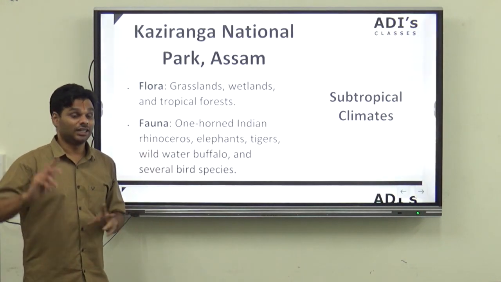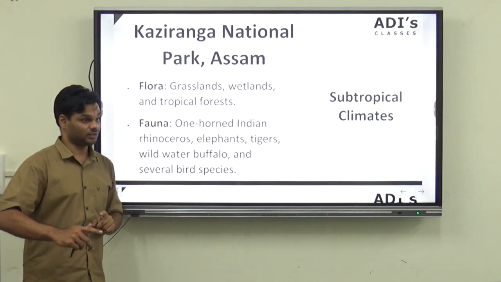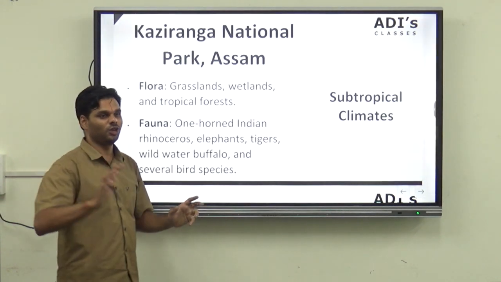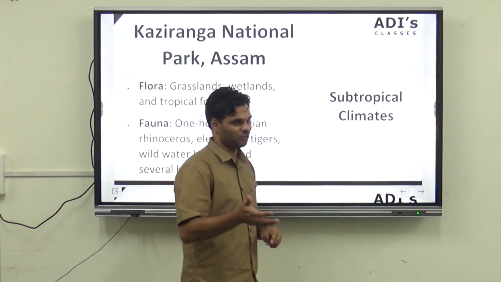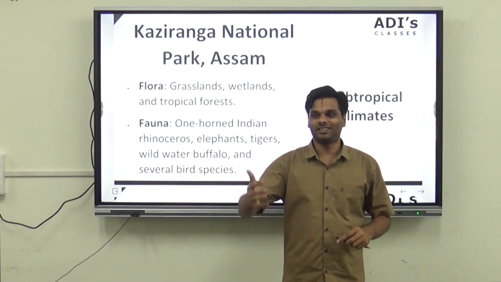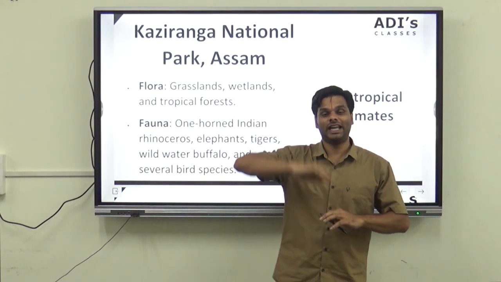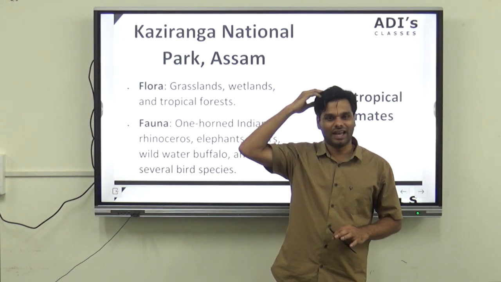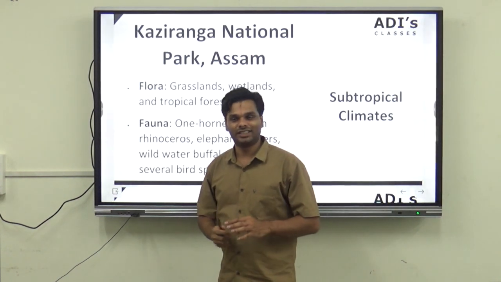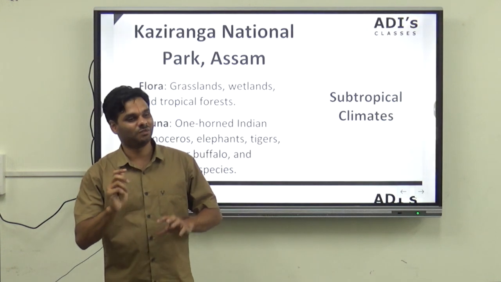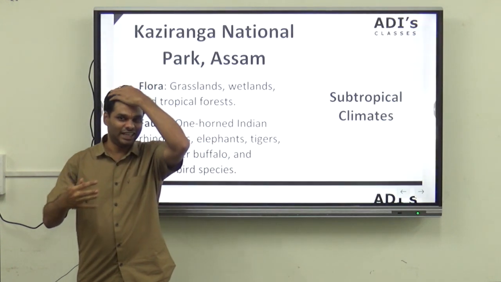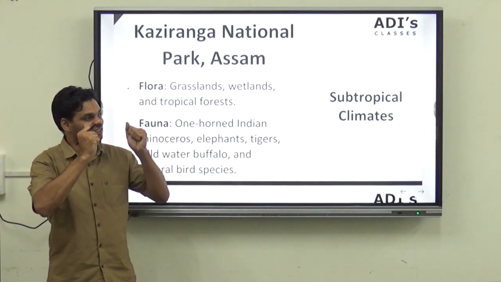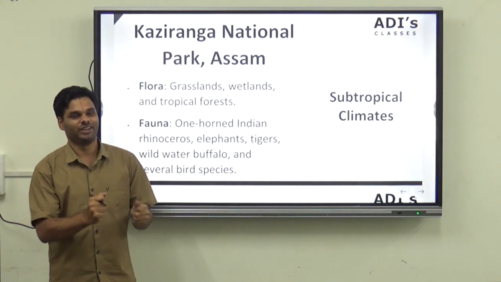Fauna. What did we see in the pictures? One-horned rhinoceros, tigers, elephants. If you just Google, one of the most famous videos on YouTube is a tiger jumping on top of an elephant and attacking a man. Have you seen this YouTube video? Just search tiger attacking elephant man. If you want to be scared of a tiger, watch that video.